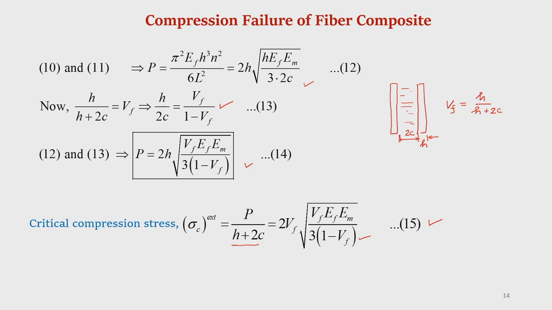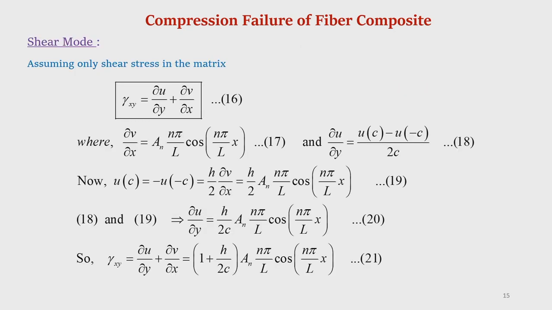In the same way, we can also see what happens in the shear mode. Okay. So, in shear mode, I am just exaggerating the figure. If we consider two adjacent fibers, suppose this is one fiber, this is another fiber, they are separated by a distance 2C. Okay. So, in shear, the two adjacent fibers actually slide over each other. Therefore, this point moves here and this point moves here. One moves in the upward direction, the other moves in the downward direction.